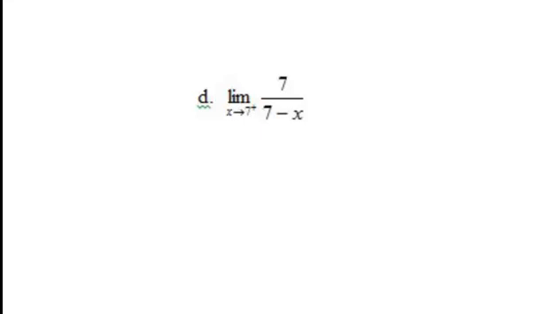Okay, let's begin 3D of exam 1. We want to find the limit of this. It's a right-hand limit, so x is approaching 7 from the right, of 7 over 7 minus x. Now, your first thing should always be to just plug in 7 to see what you get.